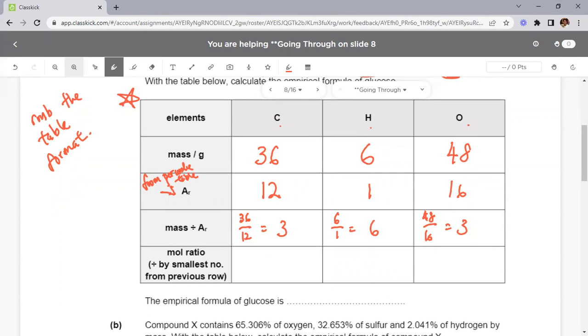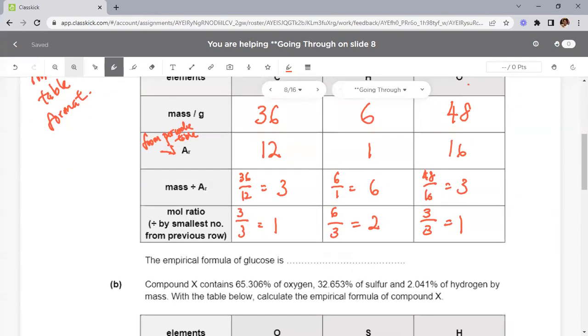So what I'm going to do here, I'm going to take this number 3 here. I'm going to divide by the smallest number amongst here, which is 3. So it's 1. Down here is 6. Divide by the smallest number, which is 3. So it's 2. 3 divided by 3, I get 1. So the empirical formula for glucose, now I know, is C1H2O1.